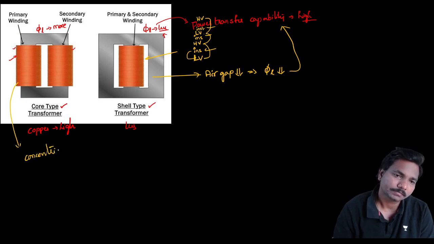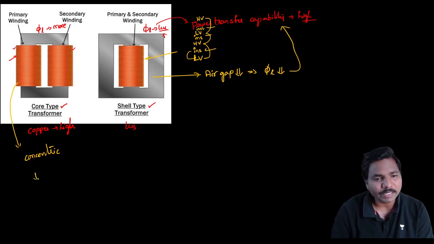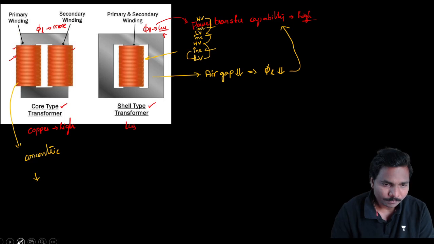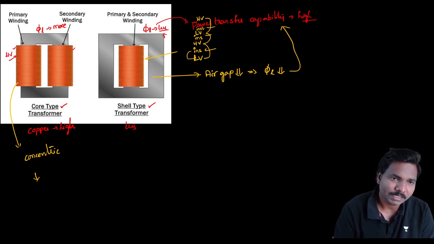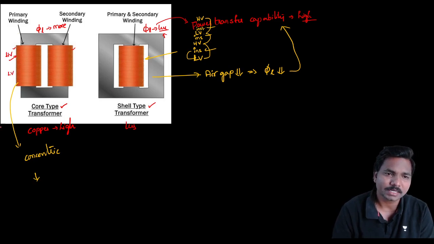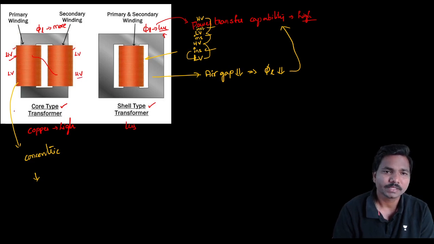Concentric. Here, to reduce the leakage flux, we are going with the interleaving procedure. That means half will be considered as HV, half will be considered as LV. Half LV, half HV. So half of the HV winding is on the primary side, and half of the HV will be on the secondary side.